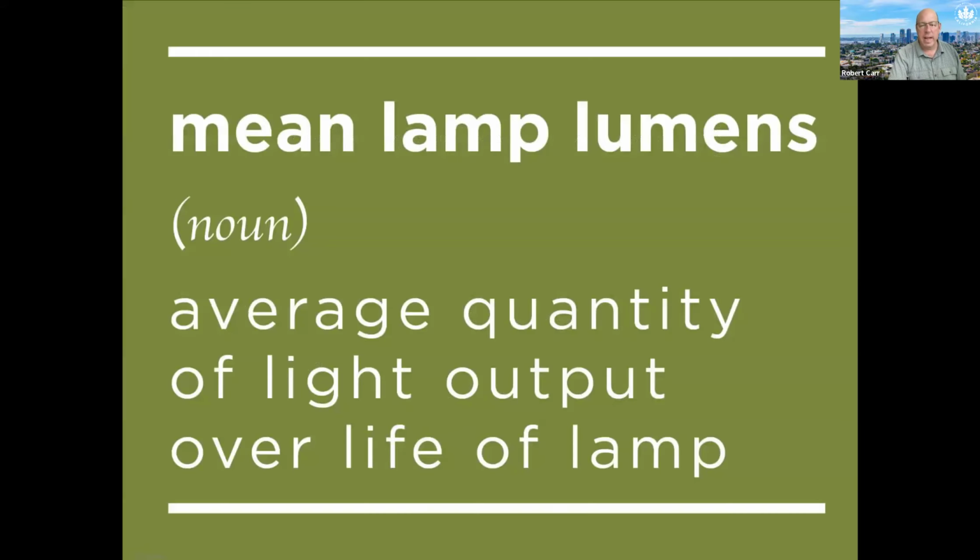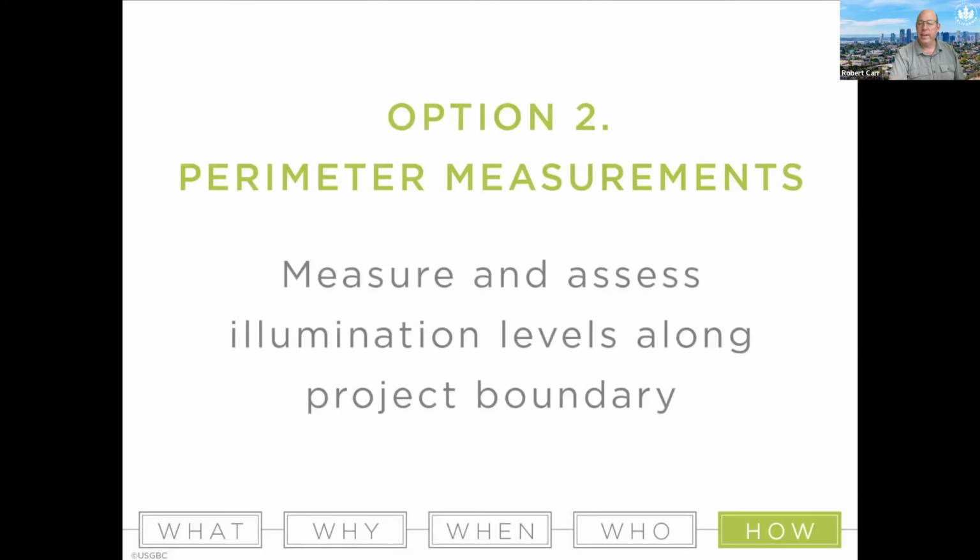Mean lumens is the average quantity of light output over the life of the lamp. Or if you don't want to replace all your light fixtures, you can use a light meter, and every so often around your perimeter, when the lights are off, you take measurements. Then you turn them all on, and if you're below 20%, you get the point.